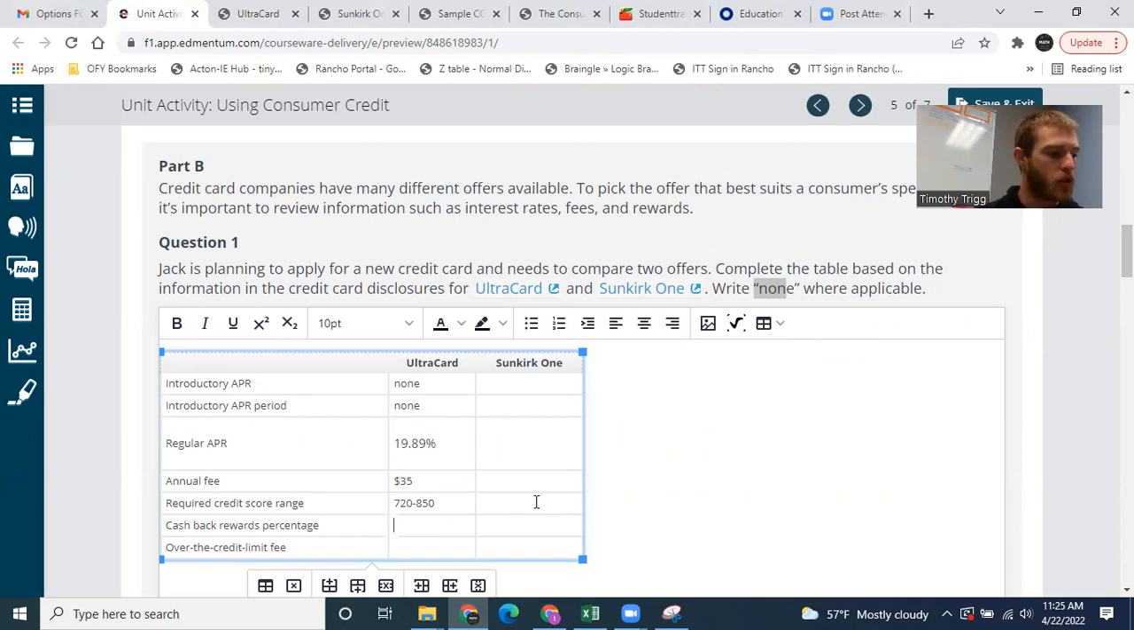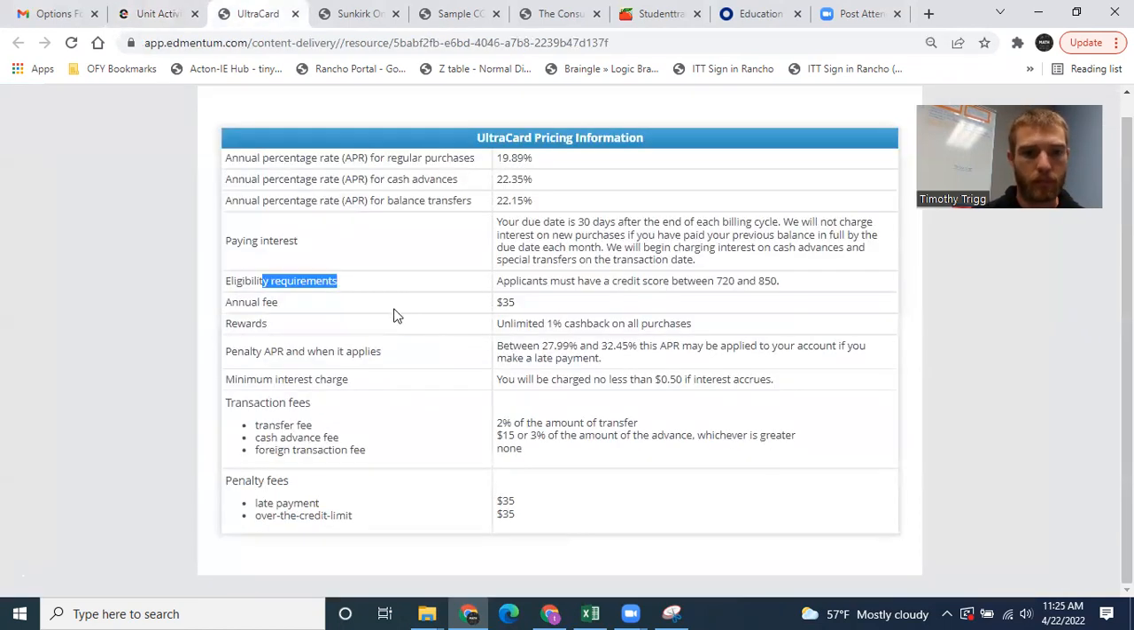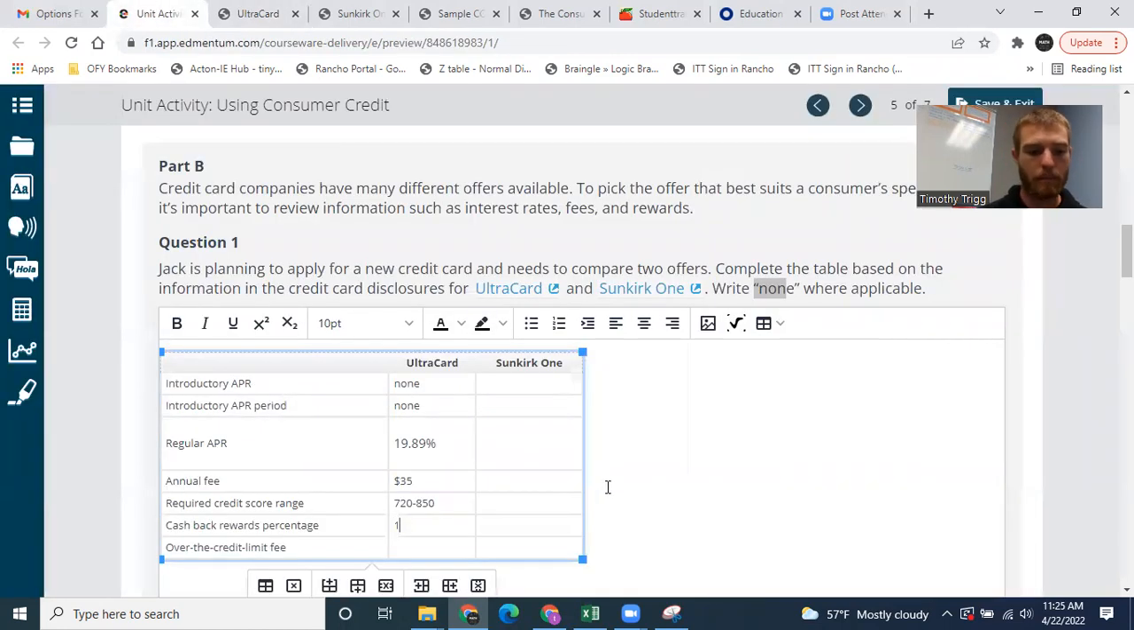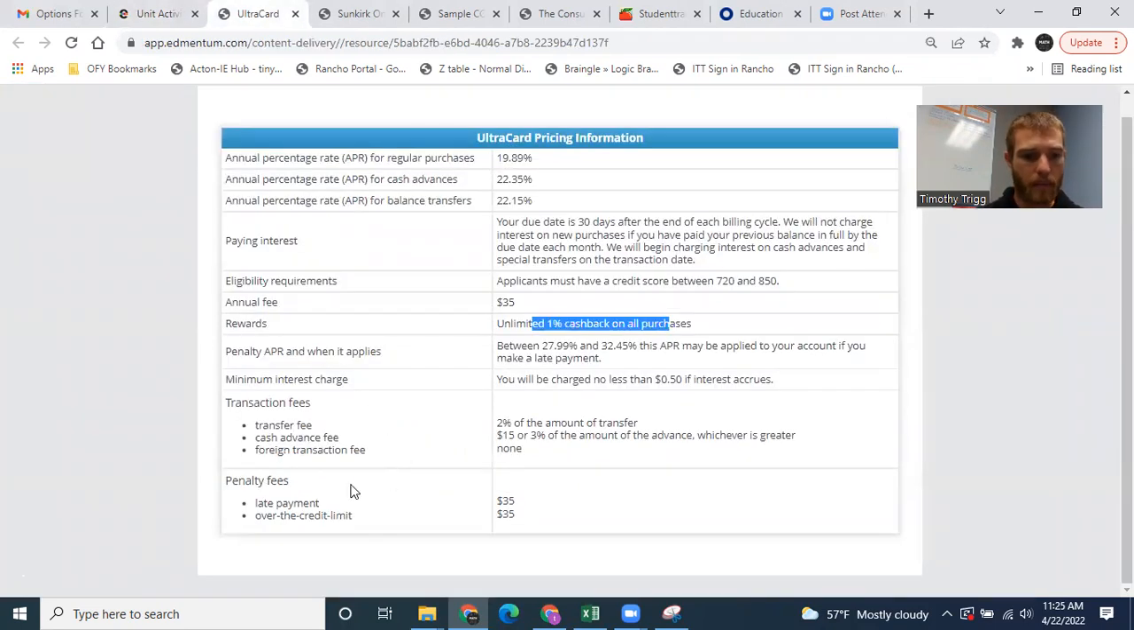Cashback rewards percentage. Rewards, unlimited 1% cashback on all purchases. 1%. Over the credit limit fee. So is there a fee for going over the credit limit? Over the credit limit, $35 fee.